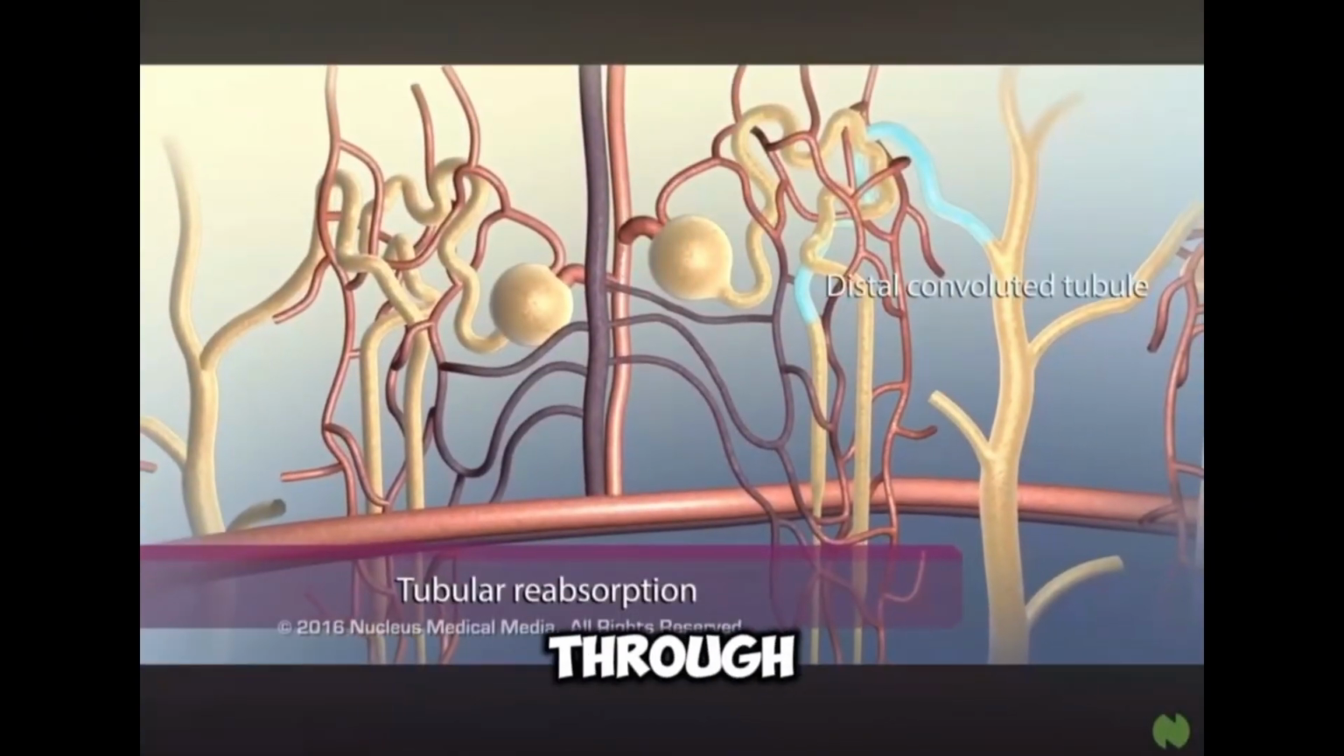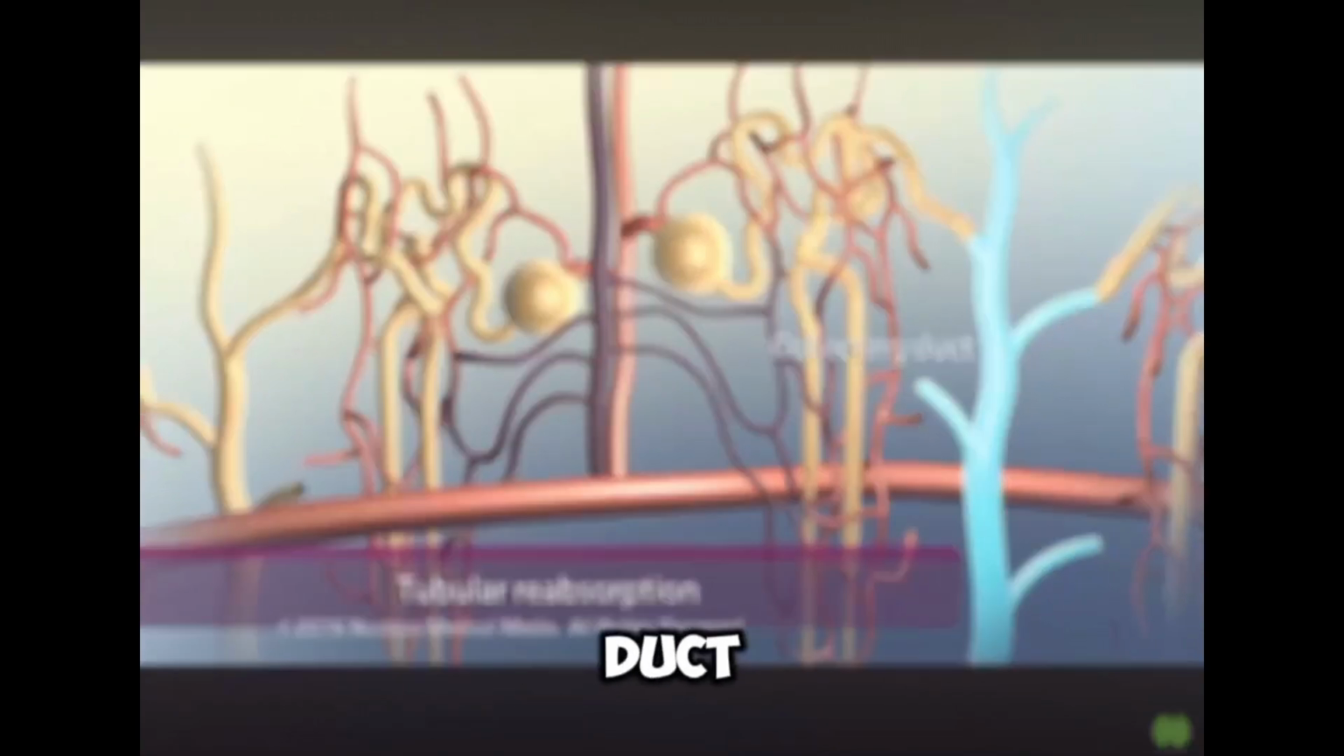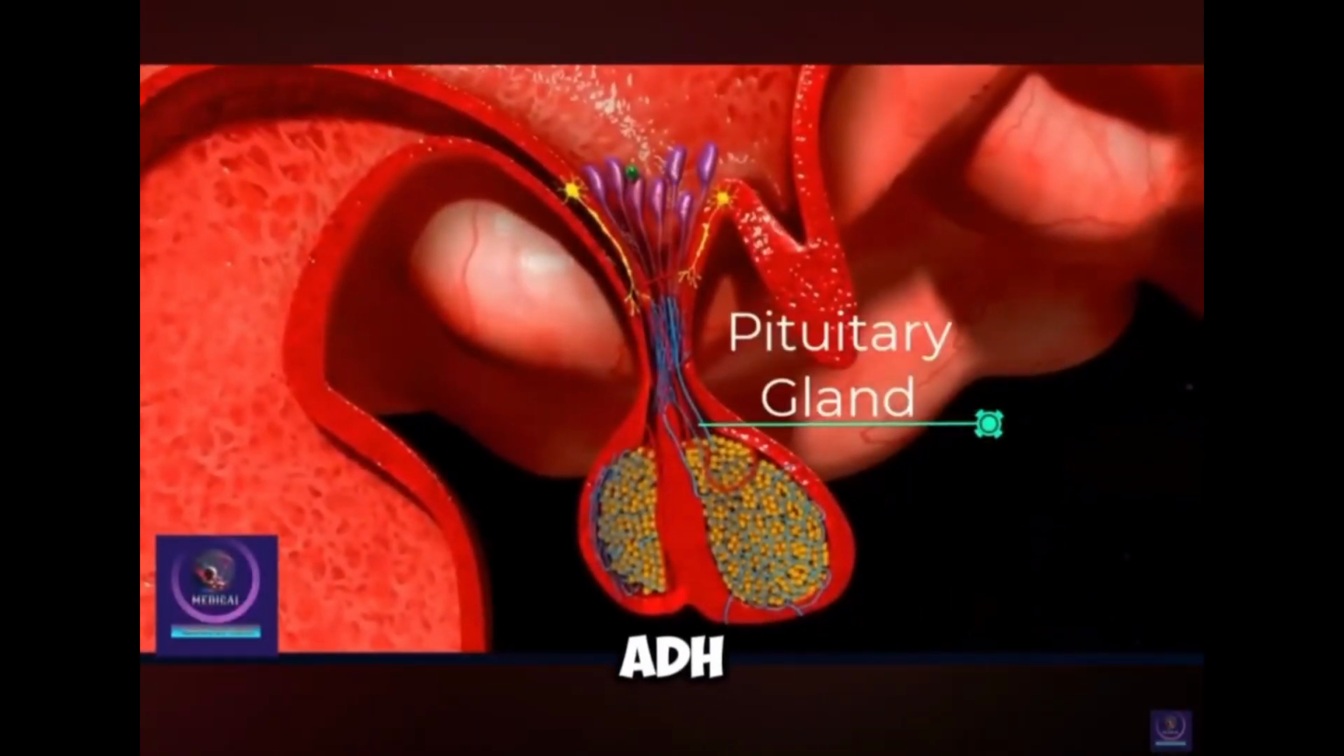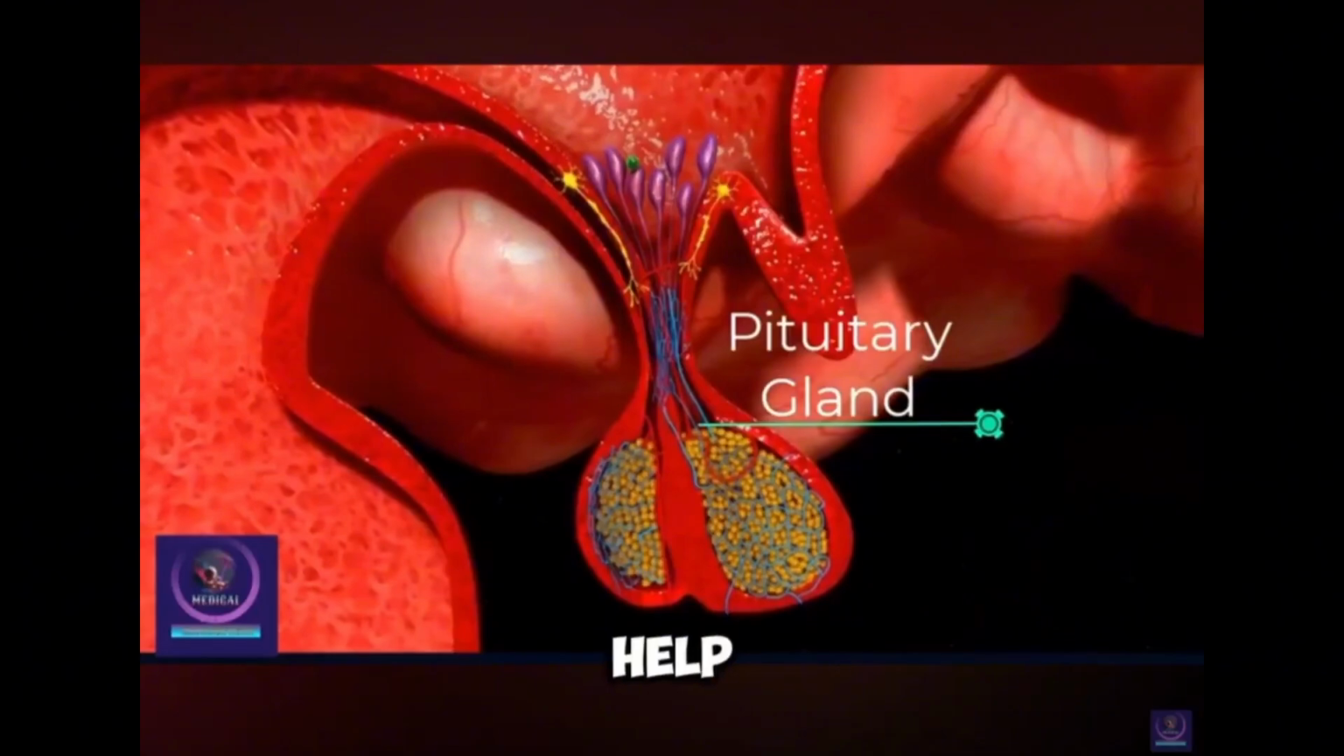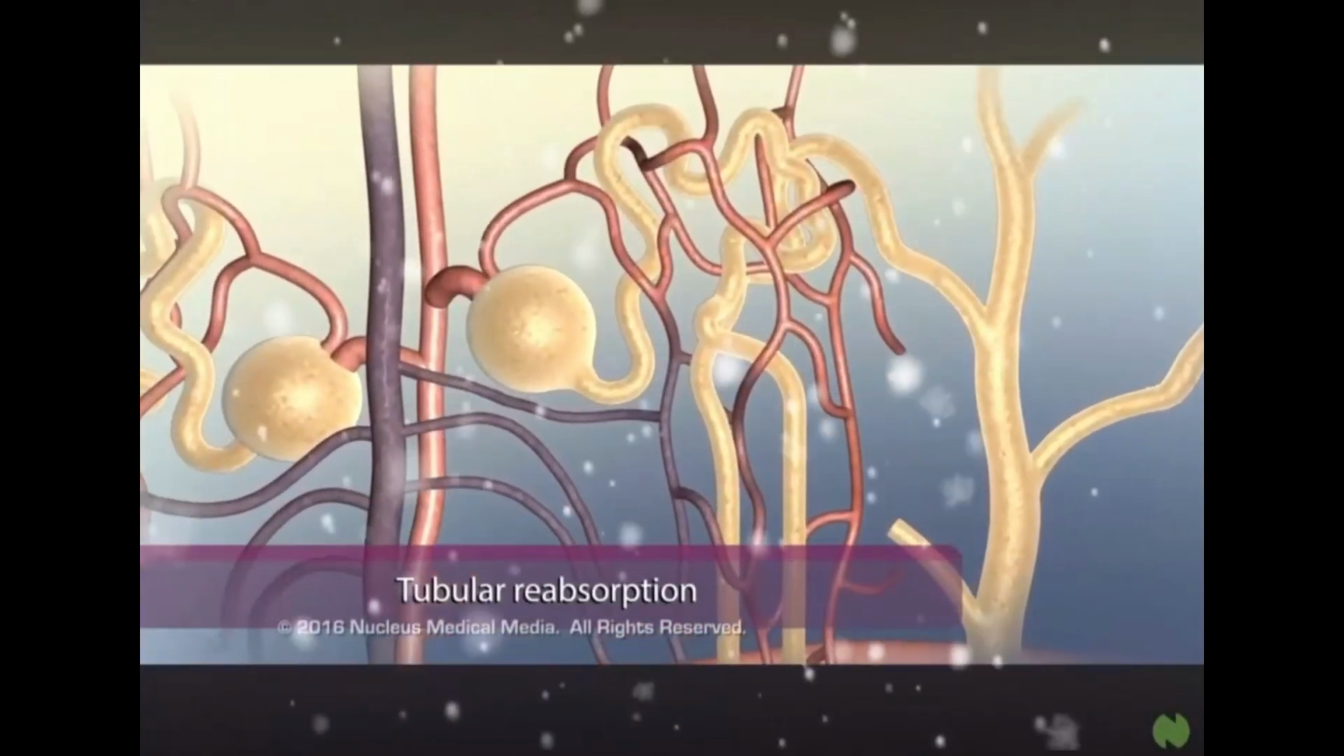As water travels through the distal convoluted tubule and collecting duct, antidiuretic hormone, or ADH, is secreted by the pituitary gland to help reabsorption of water. This is called facultative reabsorption.